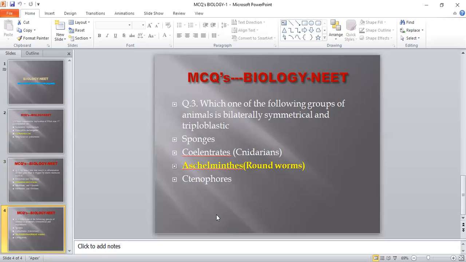Aschelminthes are triploblastic animals having bilateral symmetry, whereas sponges are diploblastic animals, asymmetrical. Then we have coelenterates. They are diploblastic and radial symmetry. Then last we have ctenophores. They are diploblastic, have radial or biradial symmetry. Hence, the correct answer for this question is option C, Aschelminthes, roundworms.